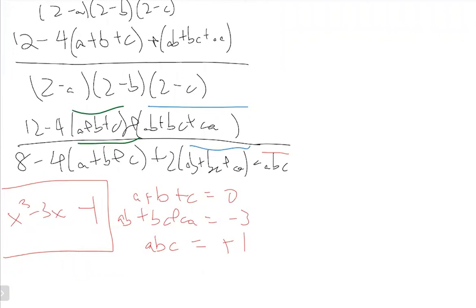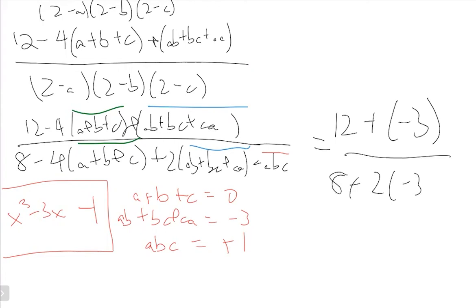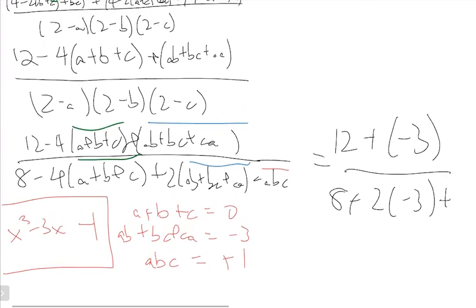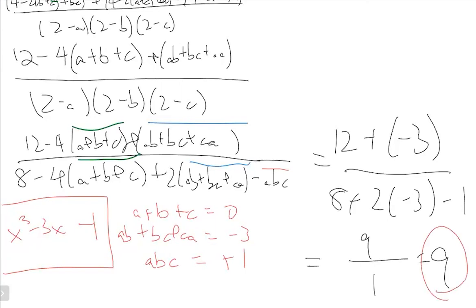So if we plug in these values, we get 12 minus 4 times 0, so 0, plus ab plus bc plus ca, so that's -3, over 8 minus 4 times 0, so 0, plus 2 times -3, plus 1. Sorry, -1. This is why it's important to always make sure your signs are clear. So -1. And then we just evaluate this fraction, simple arithmetic. This is 9/1, so that's 9. And that is our final answer.